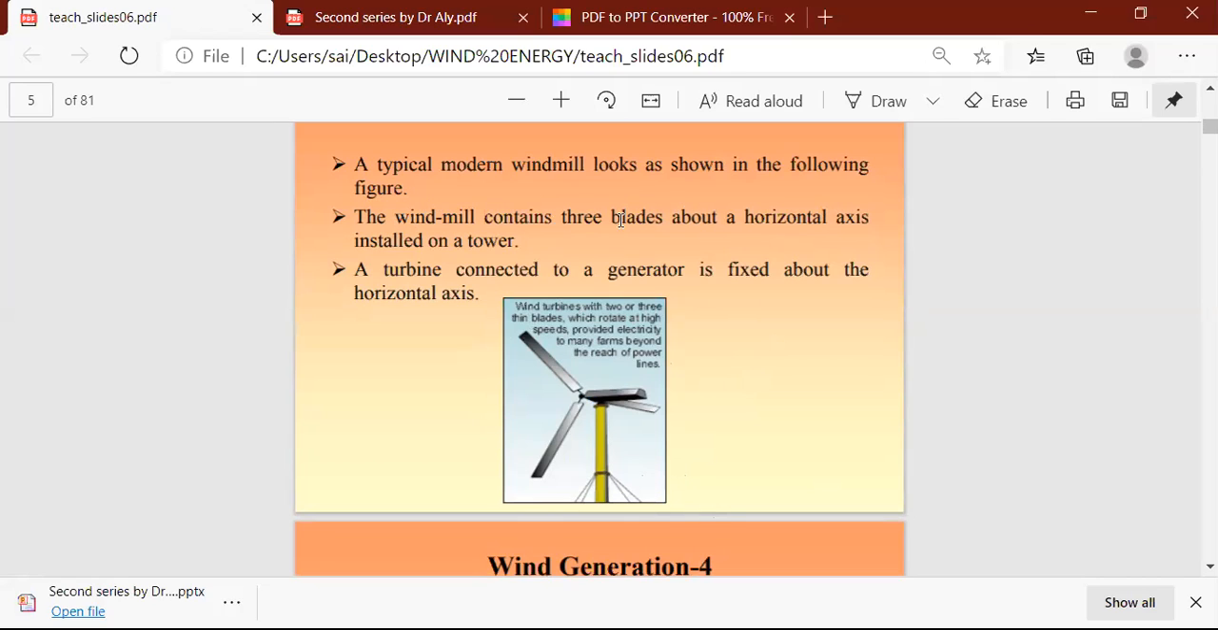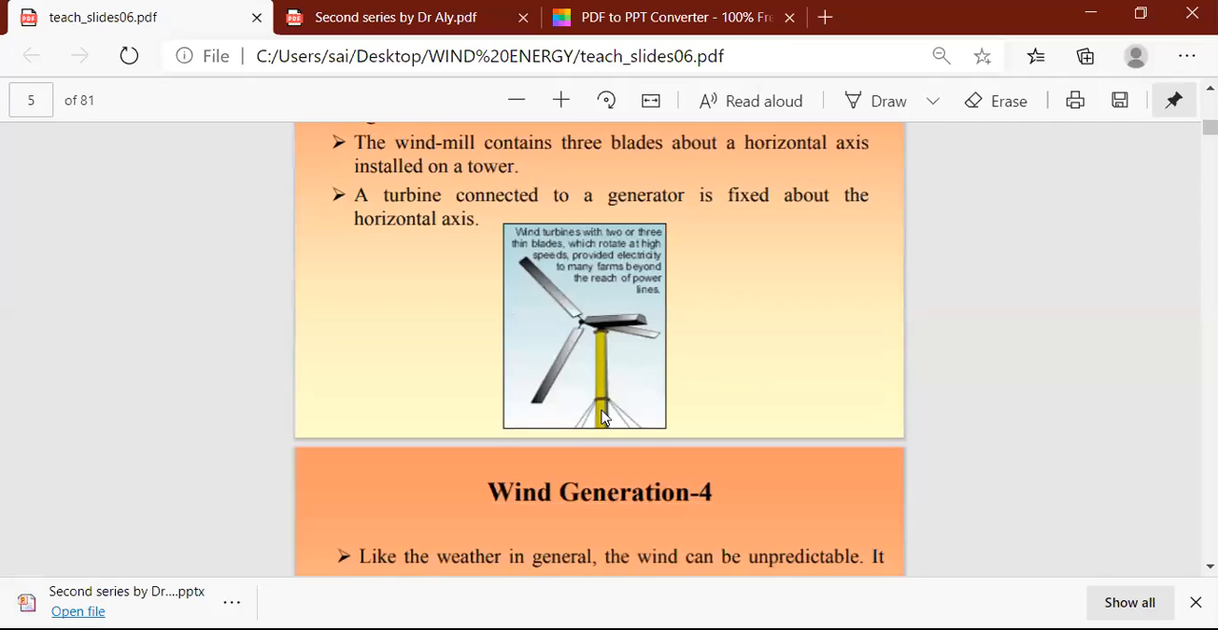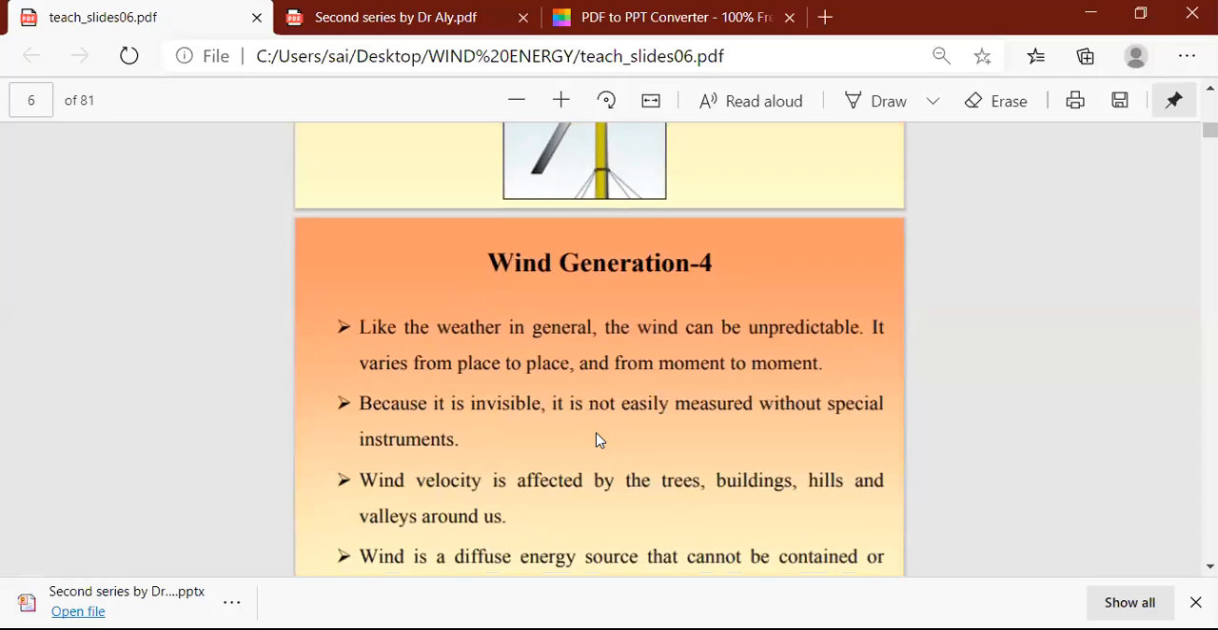The windmill contains three blades above a horizontal axis installed on a tower. A turbine connected to a generator is fixed above the horizontal axis. Means what? There is one vertical tower, and on this tower a three-blade system is installed, and this part is your nacelle. This part is called the nacelle, in which all your electrical and gearing mechanisms are fixed. What different parts are attached in this nacelle, we will see later in this lecture. Okay, so let us move to the next point.